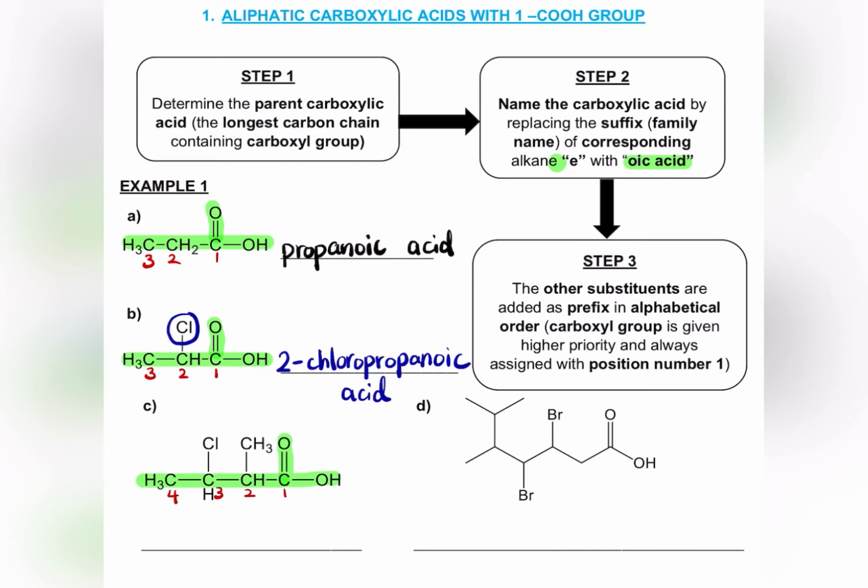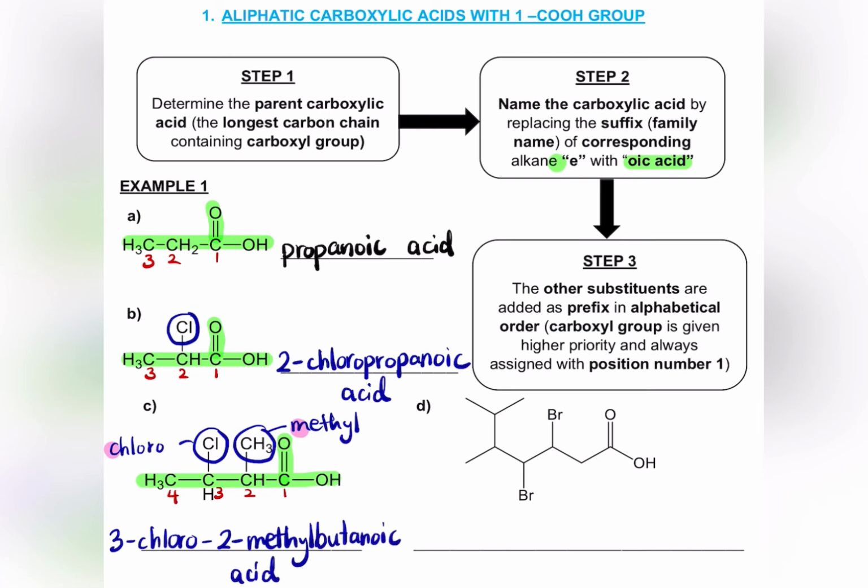However, you got substituents here. The first one is chloro, and the second one is methyl. So between methyl and chloro, I'm going to put based on alphabetical order. I'm going to choose C first, followed by M. So let's give the full name for this one. It will be chloro first, so 3-chloro. And after that, you got methyl at second position of your carbon, so 2-methyl. And your parent is butanoic acid. So this is the full name for structure C.